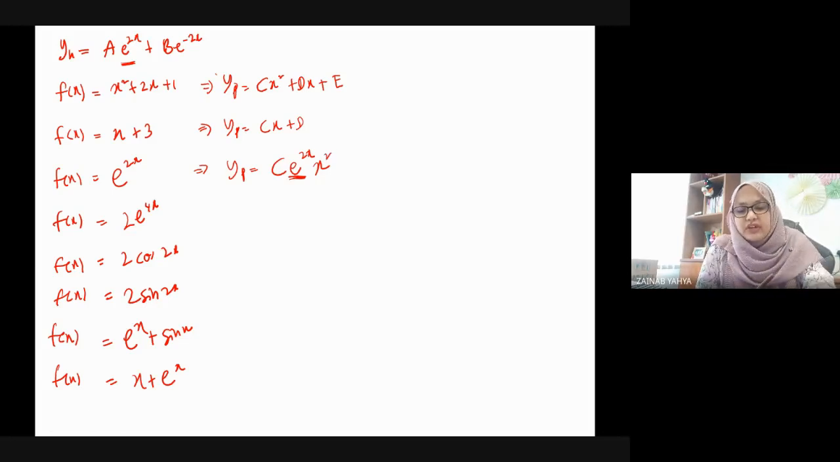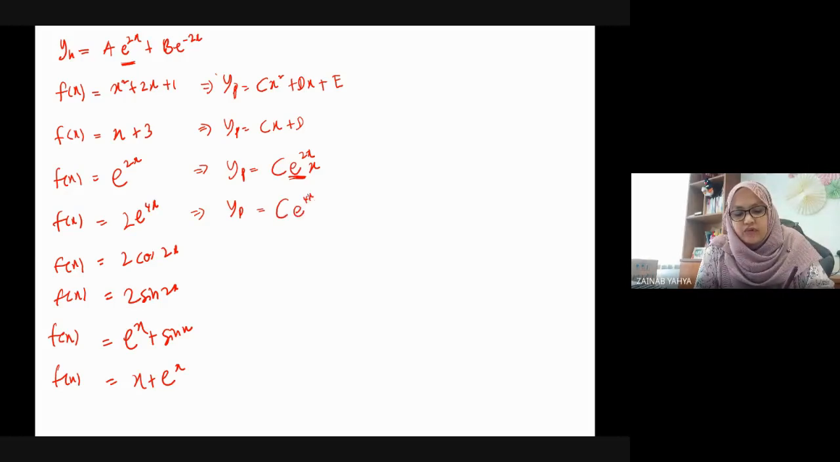For example, if you have x exponent to x and it is still the same, you need to multiply by another x, and it becomes x squared. But in this case, you only multiply by x. When you multiply by x, the term is now different. This is considered as one term: x exponent to x, one term. Now it's different. For yp, the next one will be c exponent 4x.